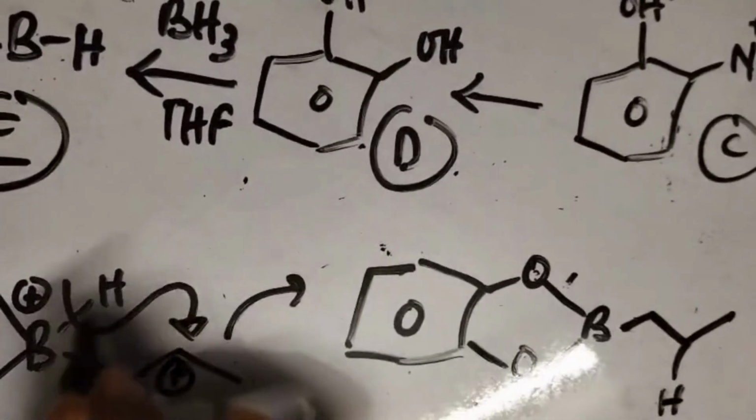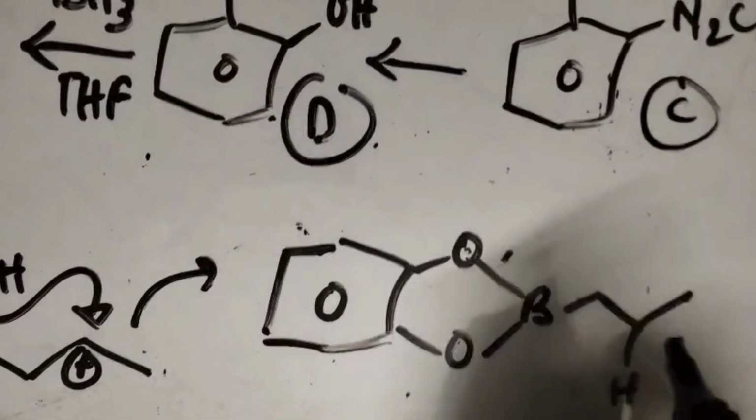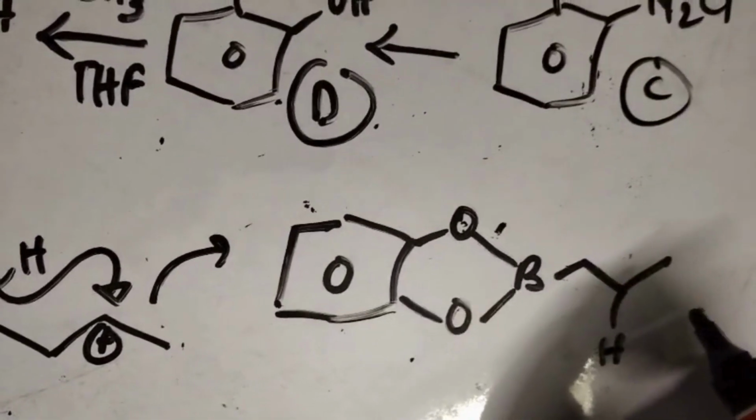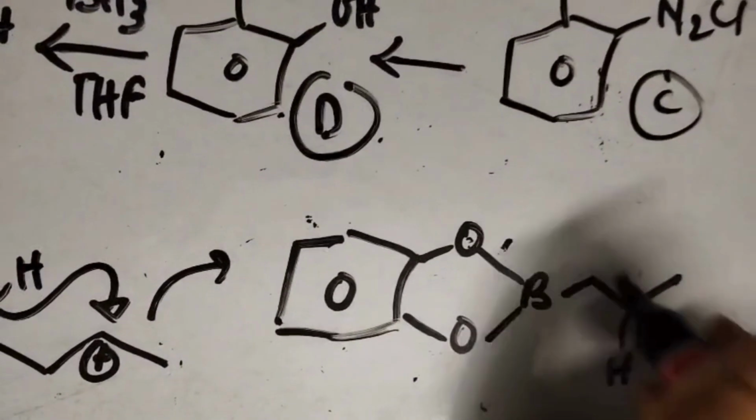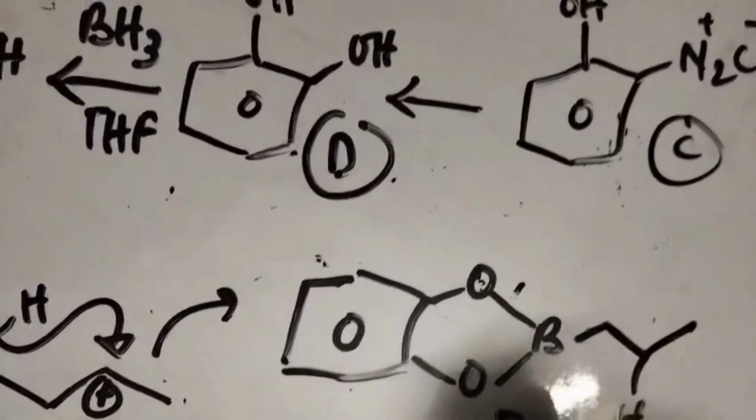And please note, the addition of the hydride is syn, so a syn product would be formed if asked about the stereochemistry. Here it is irrelevant because there is no chiral center as such. So this is compound F.